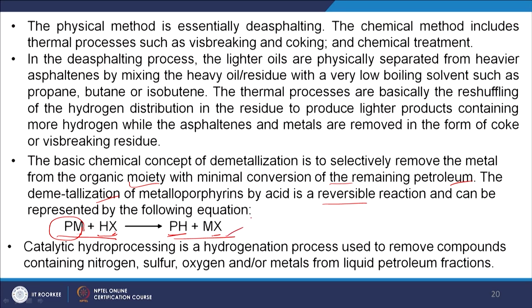Then catalytic hydroprocessing; these are the chemical and physical methods. Apart from this, we can go for hydroprocessing steps using some catalyst. In that way also these metals can be removed along with nitrogen, sulphur and oxygen. So, these are the different routes through which the metals, sulphur and nitrogen are removed from the liquid oil to make it a cleaner transport fuel.